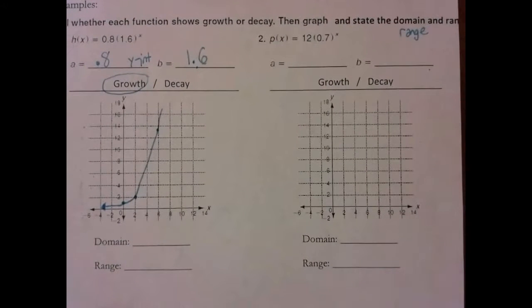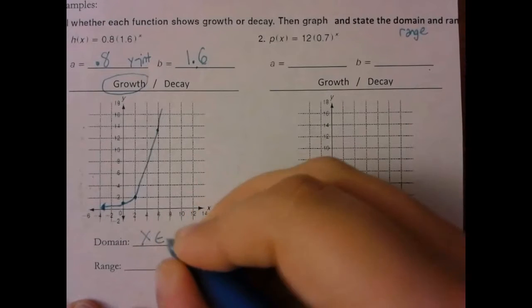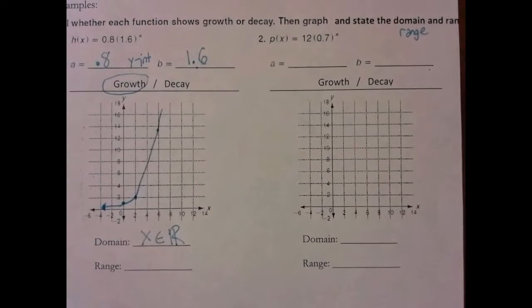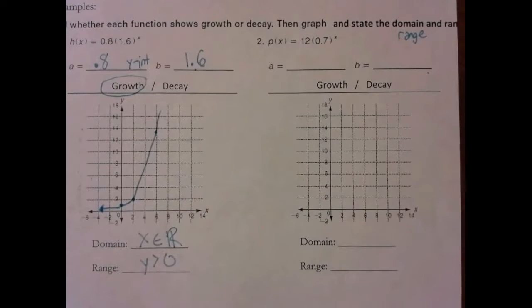Okay, what do we say the domain always is when you're in Algebra 1 and we're talking about exponential functions? Domain is always x is in the set of all real numbers. And what's the range? Always for exponential functions in this class. Y is greater than 0.